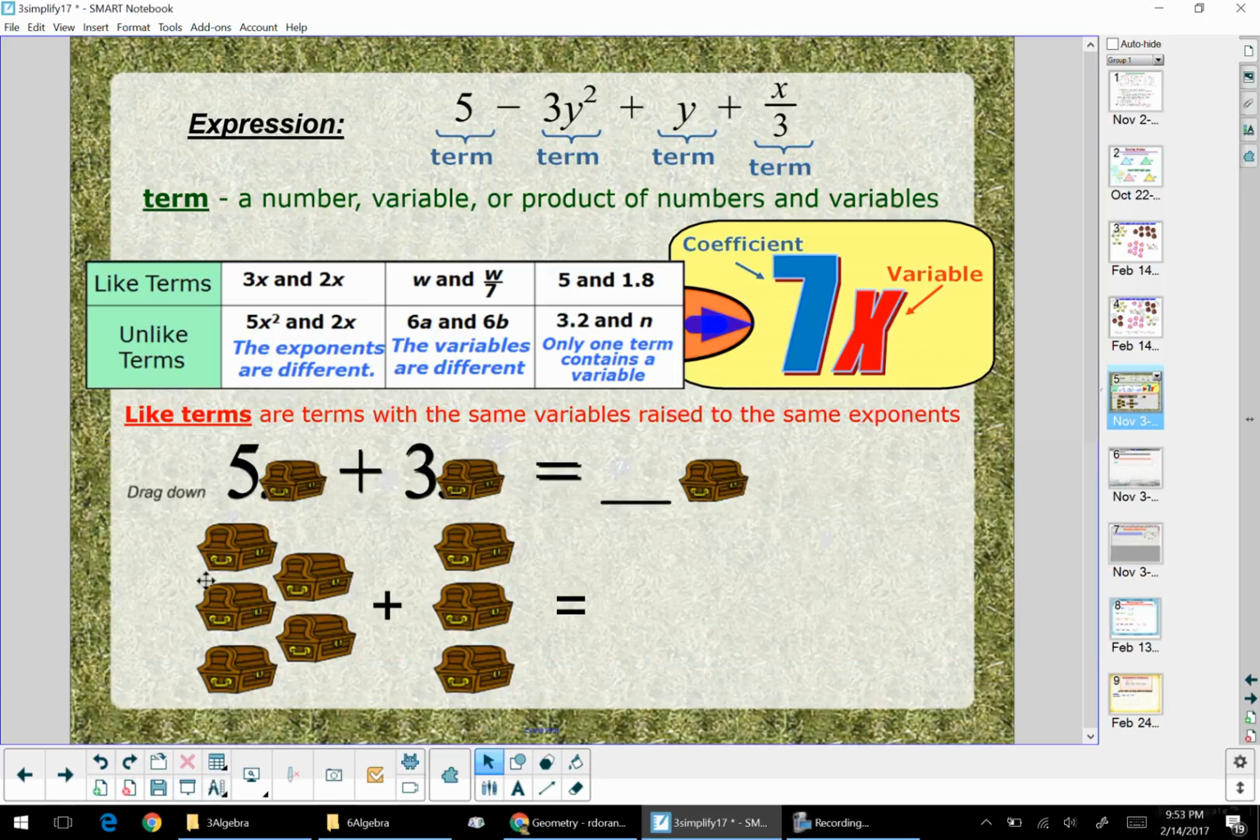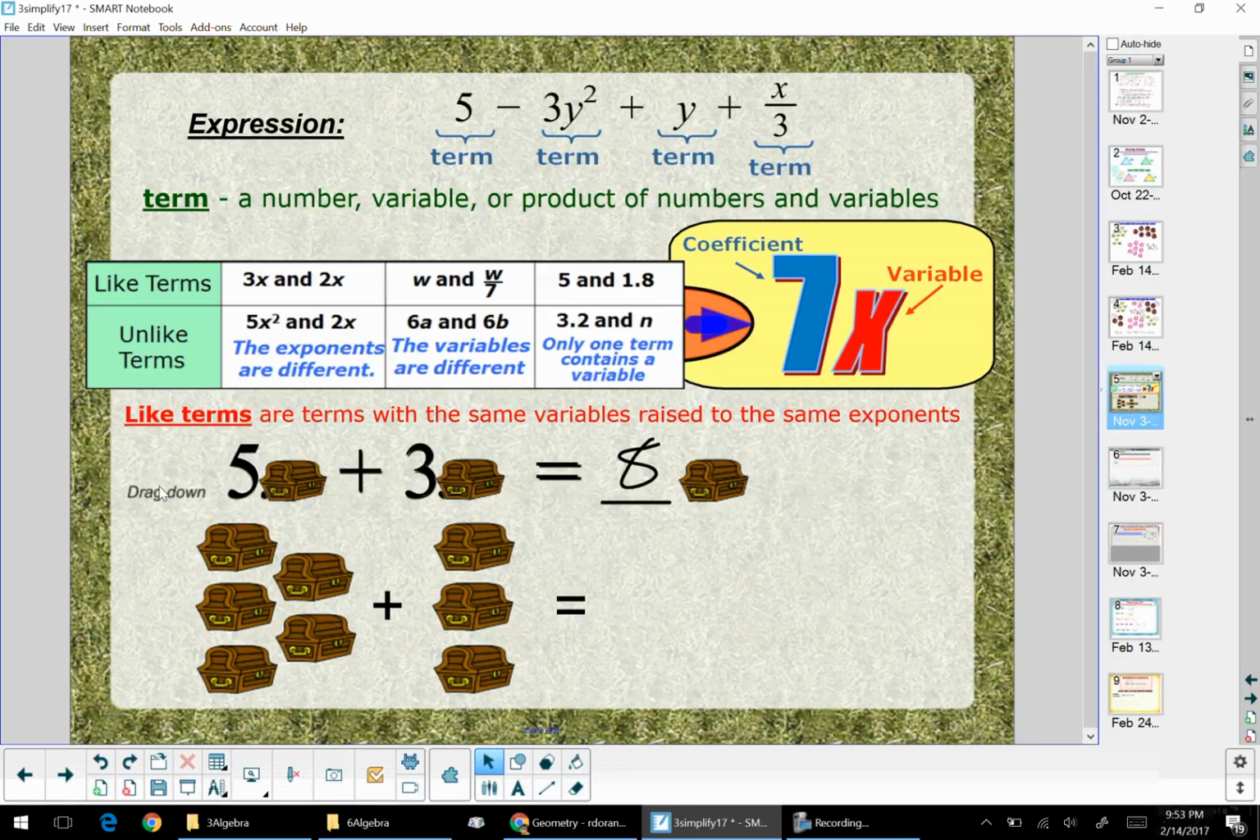Say I have 5 treasure chests and 3 treasure chests. I can algebraically say it's 5 treasure chests plus 3 treasure chests, which should give me a total of, say it with me, 8 treasure chests. Very good. You guys are quick. I tell you, you're good.